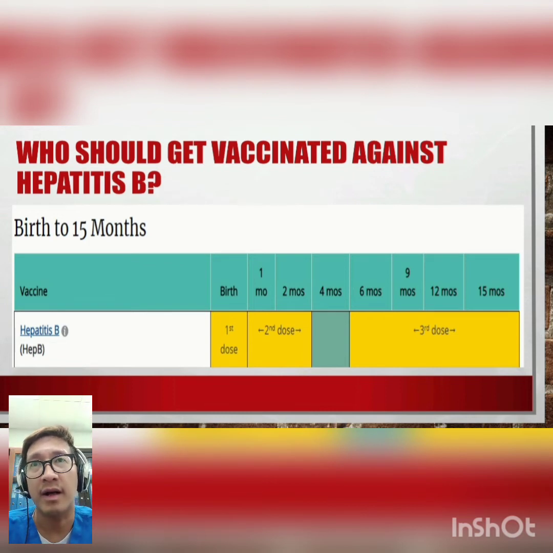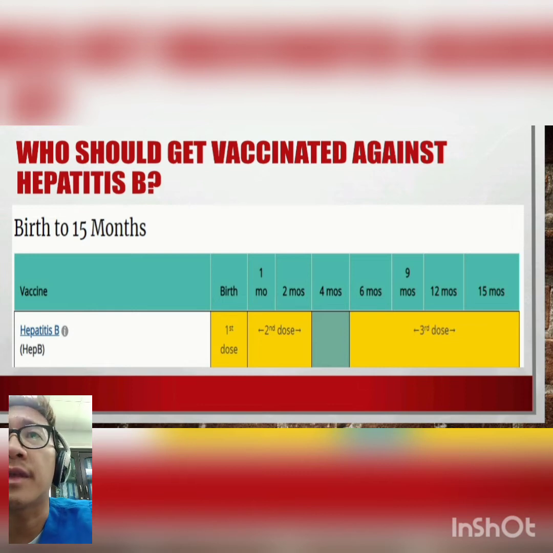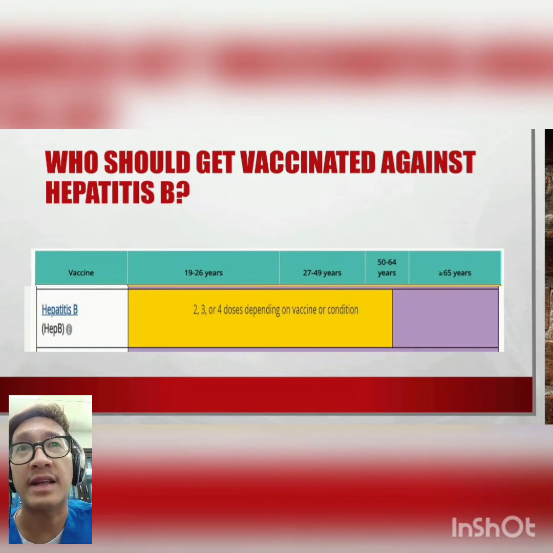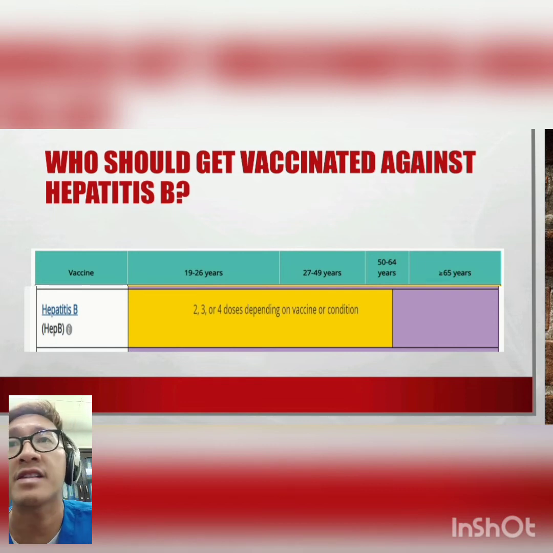Who should get vaccinated against hepatitis B? The following are the individuals that should get vaccinated with hepatitis B vaccine. First, we have all infants from birth to 15 months, all children and adolescents younger than 19 years of age who have not been vaccinated, adults age 19 through 59 years old, and adults age 60 years and older with risk factors for hepatitis B.